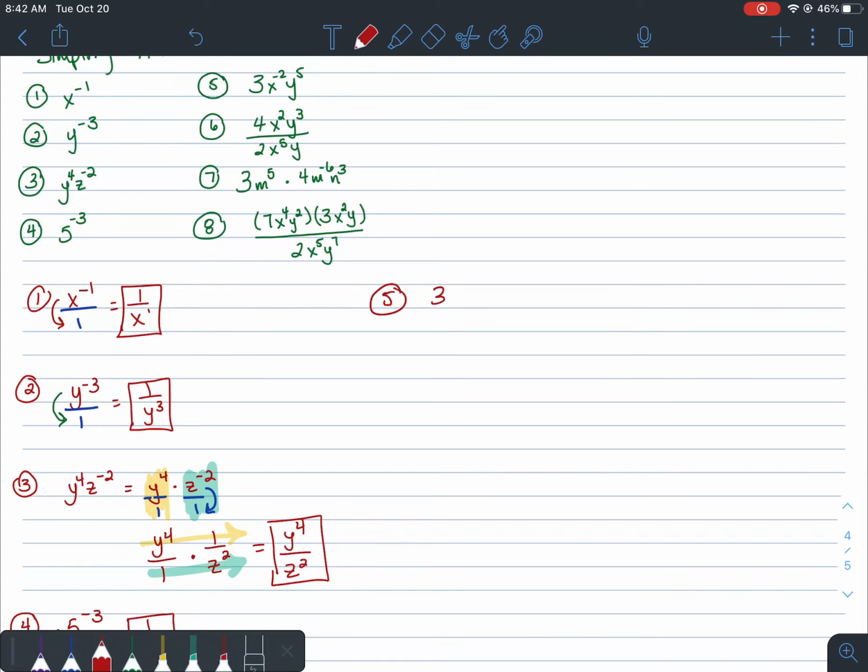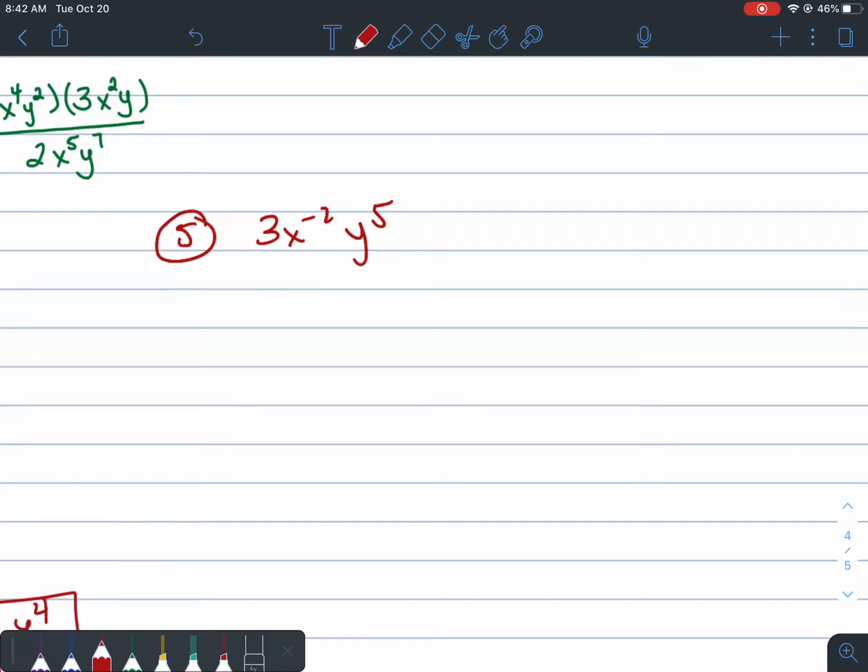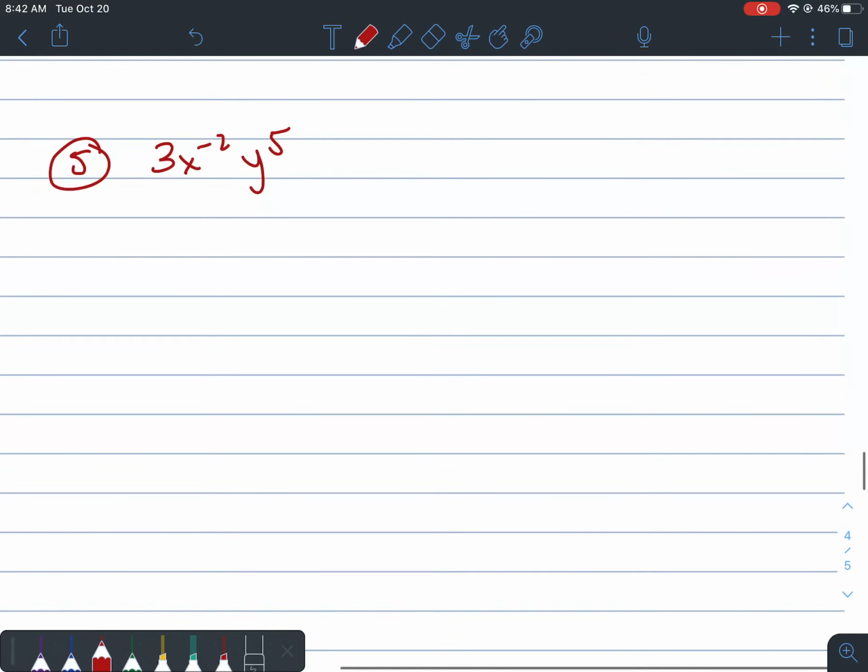Let's take a look at number 5. Number 5 says 3x to the negative 2, y to the 5th. Again, we look at that and we ask, can we simplify any further? We cannot use the product rule or the quotient rule. We're not dividing, and when we're multiplying, the bases are not the same. So we see that there is a negative exponent, so we're going to break this up and represent these numbers as fractions. So we put them all over 1, and we go through them individually.